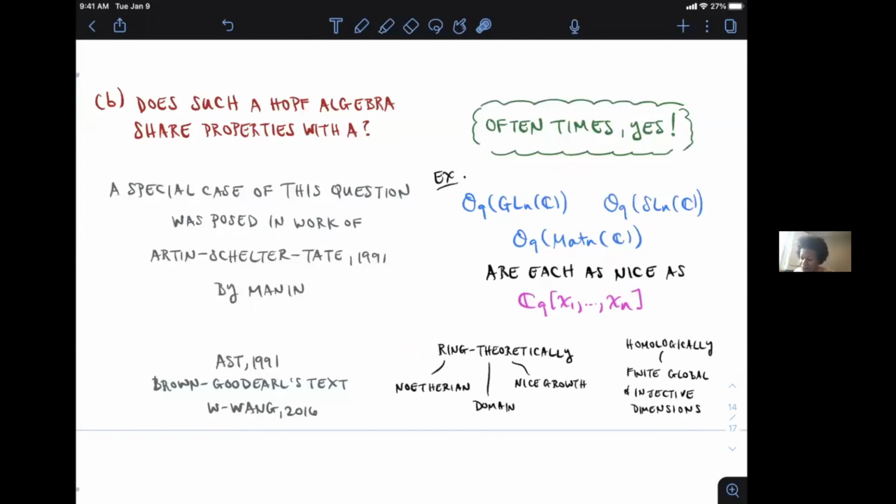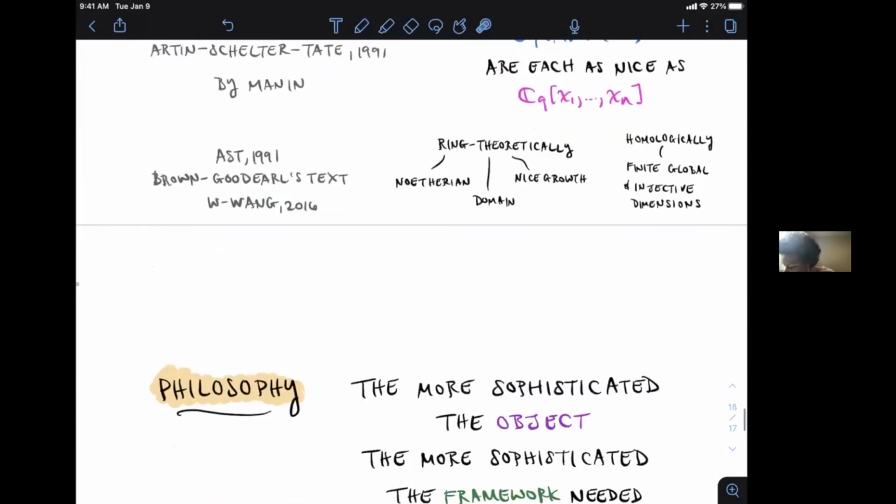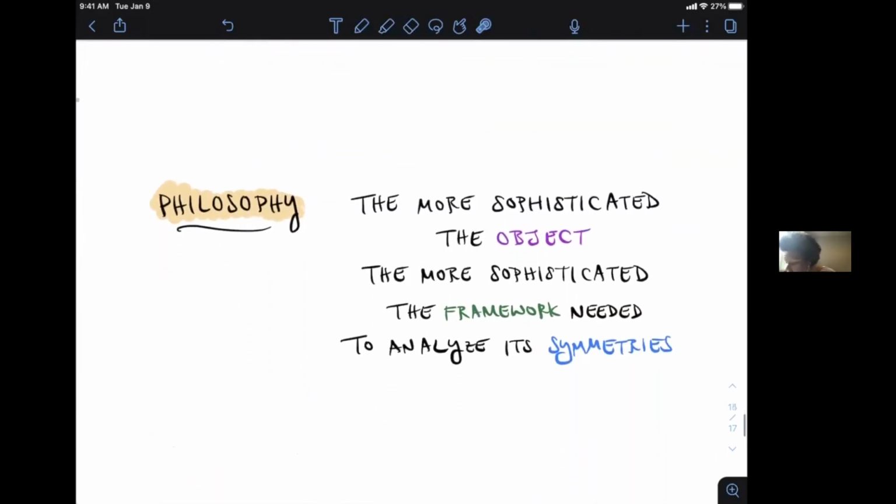A special case of this question was posed in a paper by Artin, Schelter, and Tate, 1991, by Manin. They addressed this question partially. The full question is not addressed. So there's still some work to be done here, and here are some references related to this question. But basically what this comes back to is that the more sophisticated the object that we're studying, the more sophisticated the framework we need to study its symmetries.